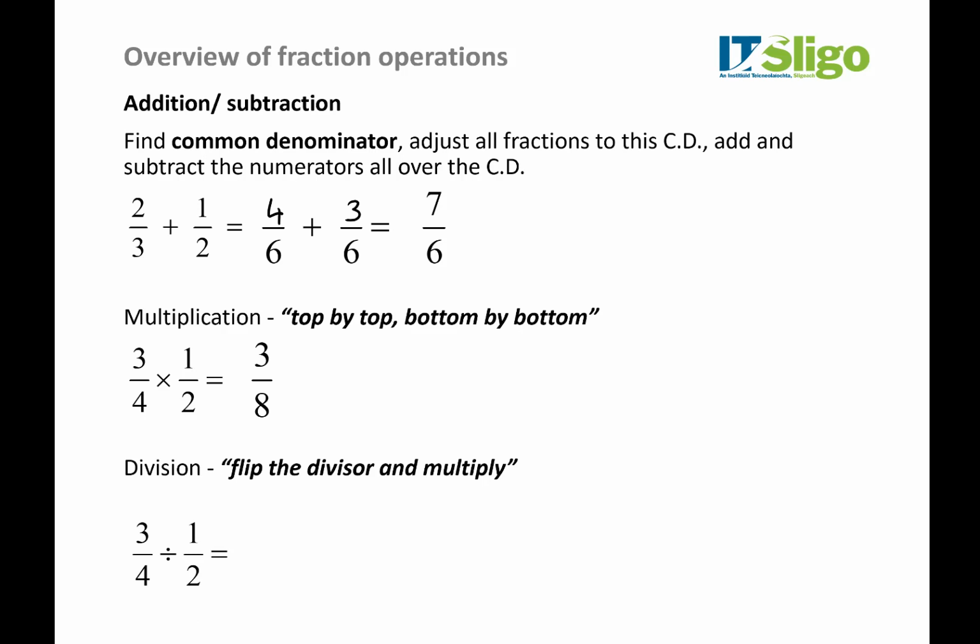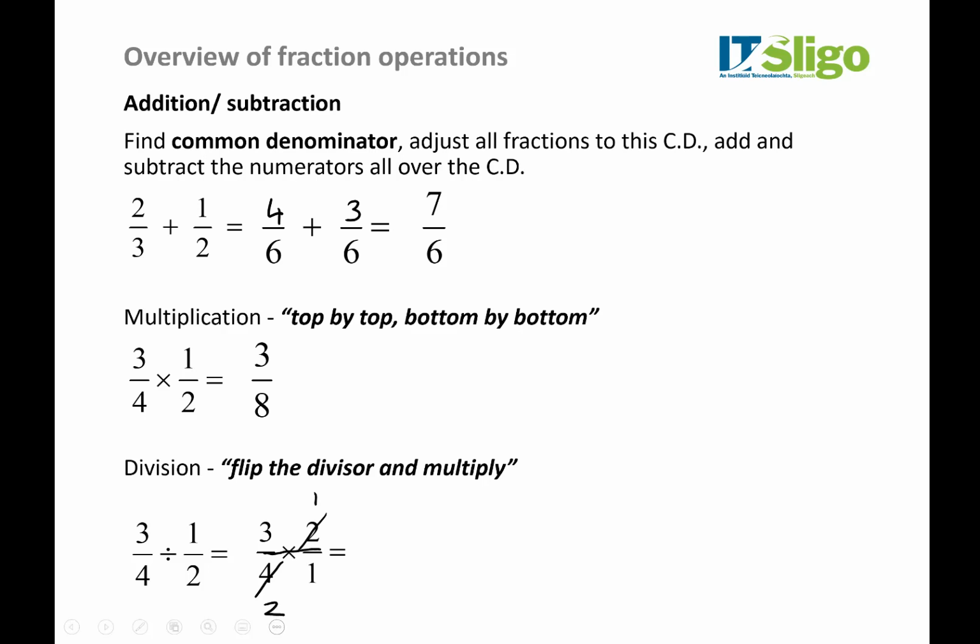So flip the divisor and then multiply top by top, bottom by bottom. Now here, guys, even though you don't realize it, cancellation kicks in here.